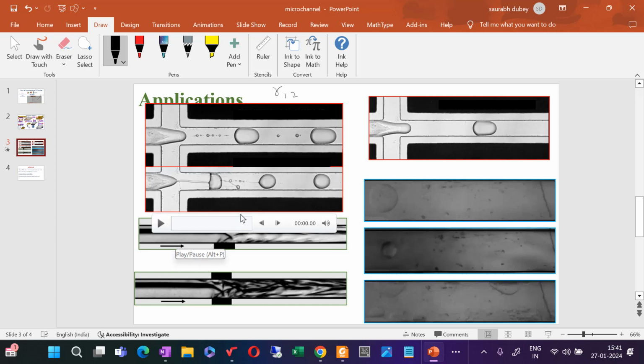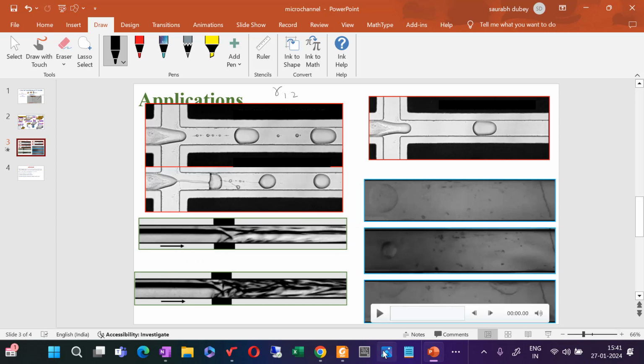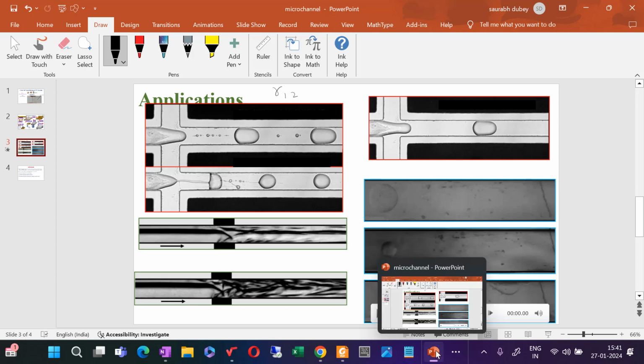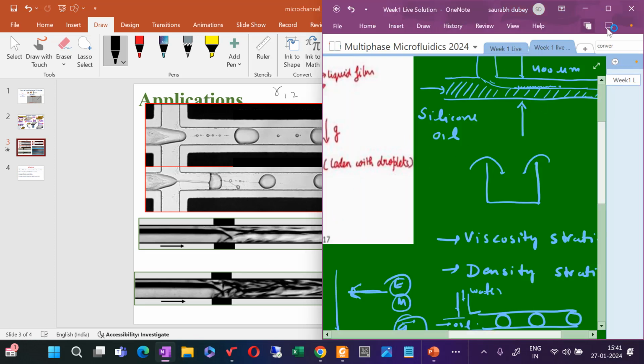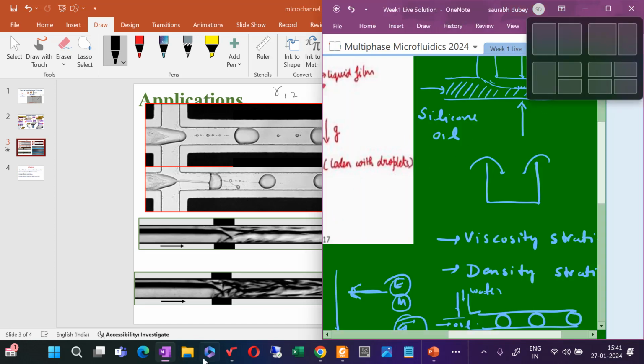So this will be more clear if you actually get the opportunity to perform these experiments and see what is happening with your naked eyes. Yes, sir.